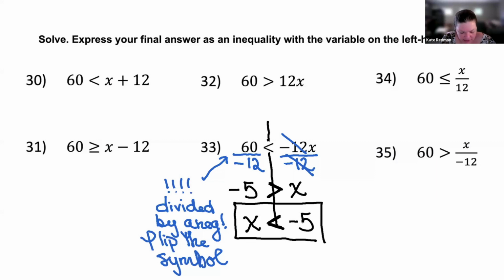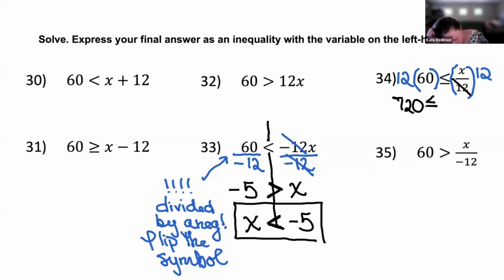34. 60 is less than or equal to x over 12. Don't let the fraction freak you out, guys. I can get rid of dividing by 12 by multiplying by 12. I can do whatever I want as long as I keep the relationship between the left and the right-hand side a true relationship. So 12 times 60 is 720. I haven't done anything to affect the inequality symbol. It's the same. Multiplying and dividing by 12 are opposites. They cancel. X is alone, just like I wanted.